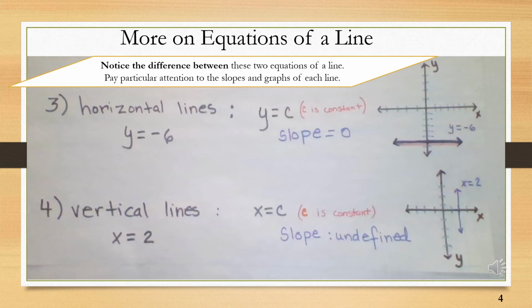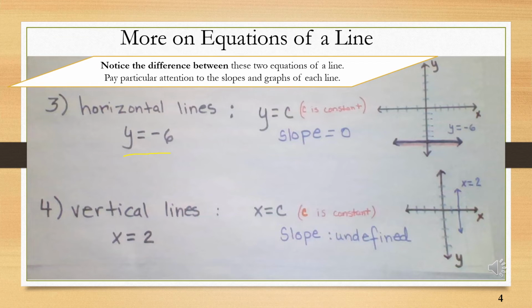Okay, as we continue with more on equations of a line, as you know, you can write an equation of a line in several different forms. And here are the next two forms of the equation of a line. And they represent horizontal and vertical lines. Now, horizontal and vertical lines always equal a constant. So no matter what, if we look at the first example, y equals negative 6, no matter what x is, the y is always going to be negative 6 constantly. And that slope is 0.